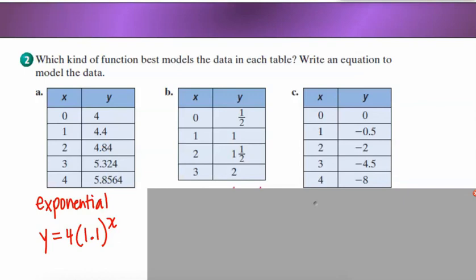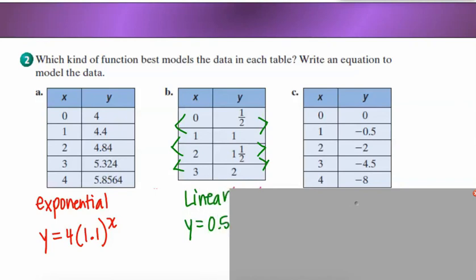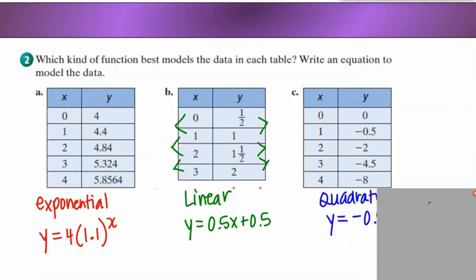The next one, I noticed here that I had a constant rate of change. My x's were going up by 1. My y's were just changing by a positive 1/2. Therefore, I realized very quickly, and then confirmed it graphically, that we have a linear model. And the equation for that linear model was y equals 0.5x plus 0.5. And the last one, we have a quadratic function. It's y equals negative 0.5x squared.